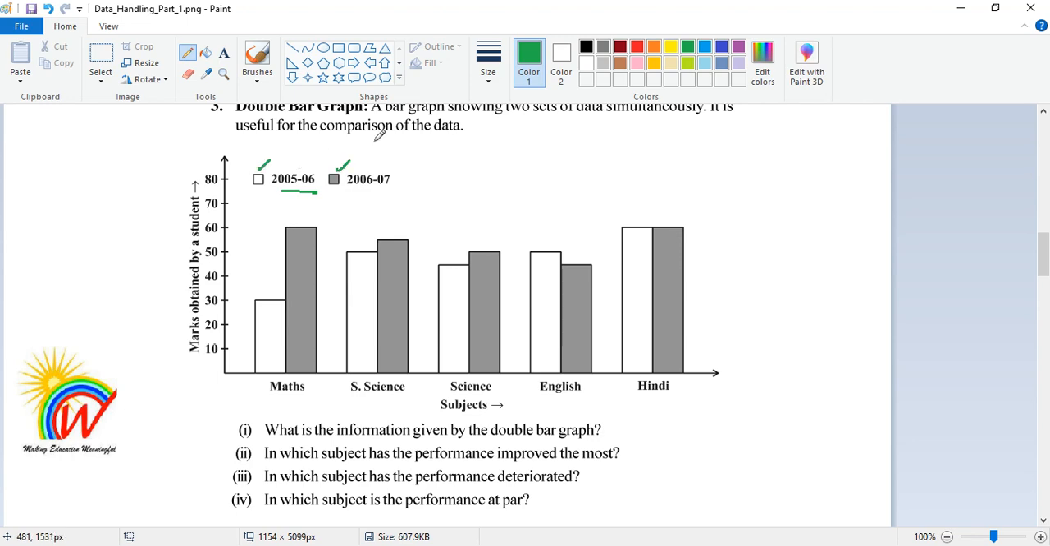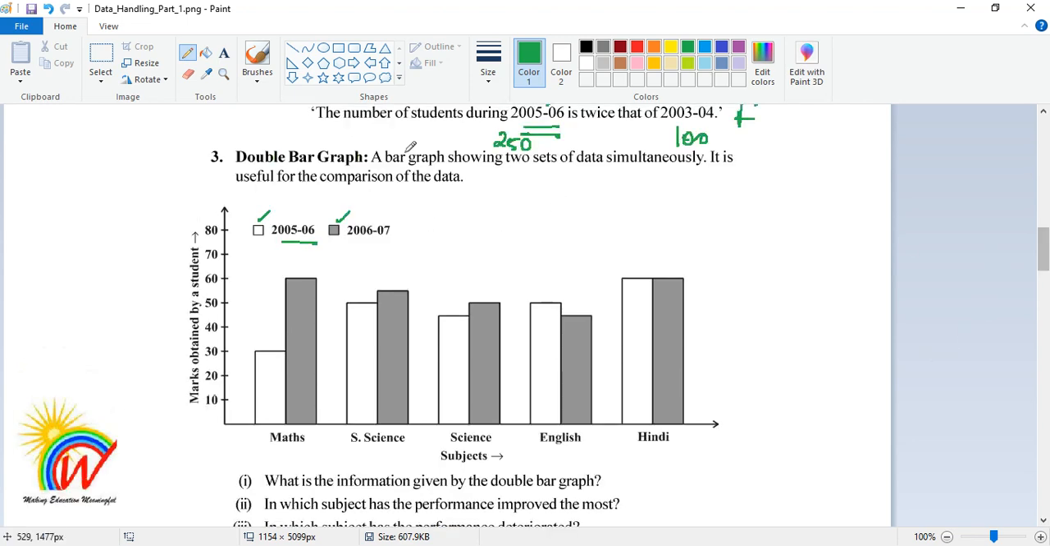So a double bar graph is a graph showing two sets of data simultaneously. It's useful for the comparison of data. If you want to compare how much it was in 2005 and how much it was in 2006, last year how much it was, this year how much it was, has it increased or decreased? So it's easy when it is drawn like this.